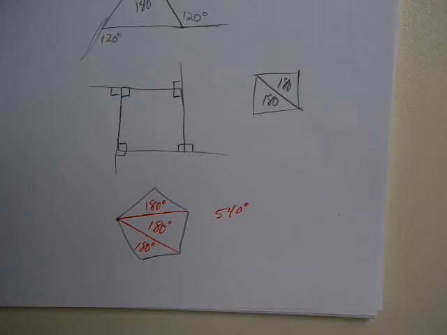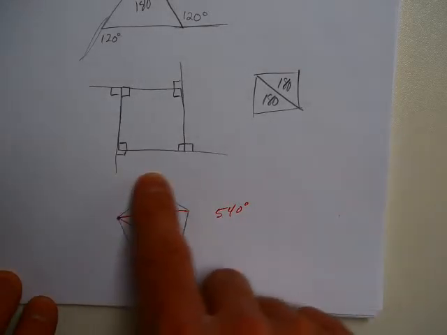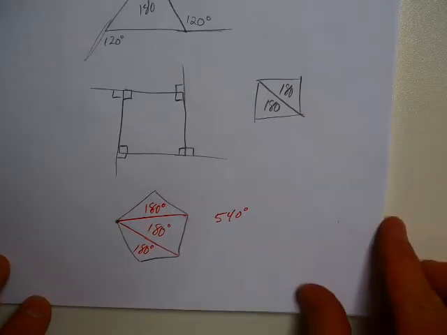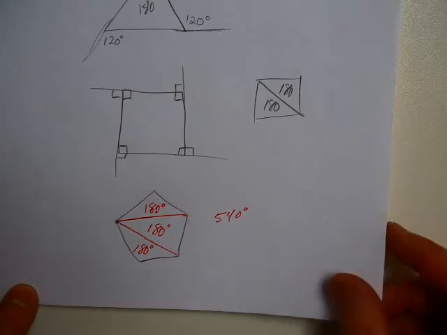If you pick one of the vertices and draw triangles, however many triangles you can make times 180 is how many degrees the total number of angles are inside a shape. It's a really slick trick. There's a formula for it too, but I like this better. It's more visual. Okay. All right, let's look at our task.